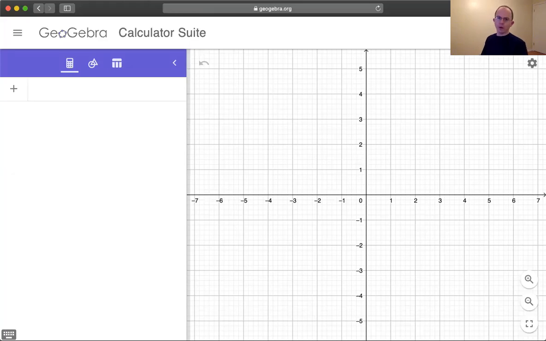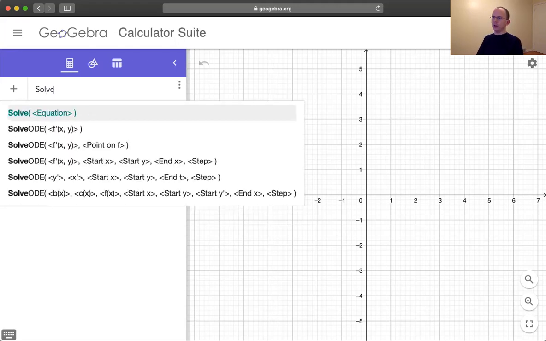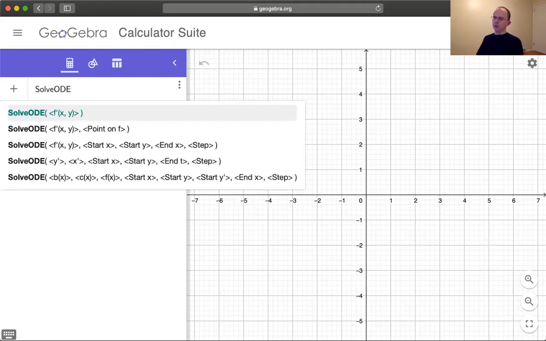Okay, so here we are in Geogebra. Now, let's see. So what was our differential equation? In order to describe our differential equation, I guess we need to solve it for y prime, because whenever we say solve ODE, it wants to know y prime is equal to this function, which they're writing as f prime of x y. So it always has to be y prime is equal to this formula of x and y.